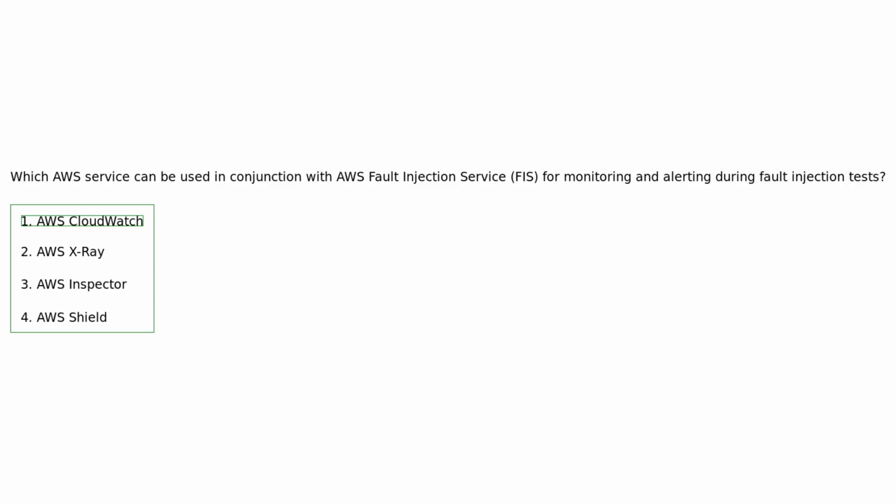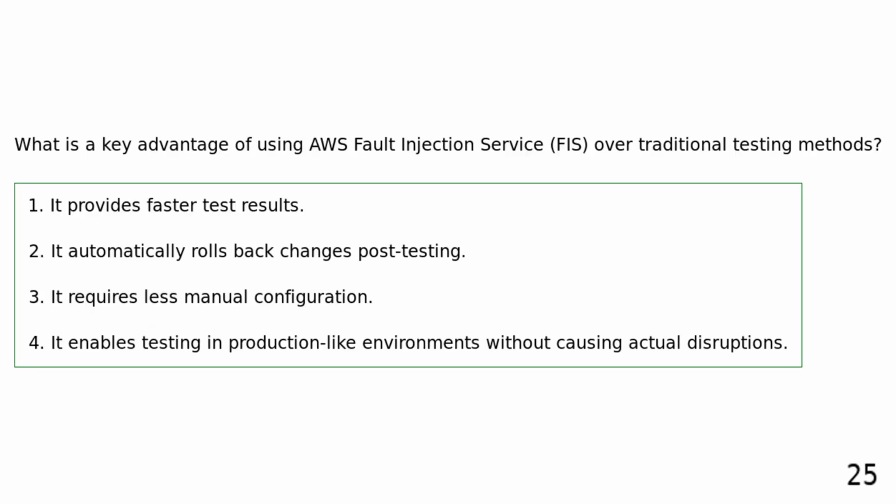AWS CloudWatch can be used alongside AWS Fault Injection Service to monitor resources and set up alerts during fault injection tests, helping track performance and resilience metrics. What is a key advantage of using AWS Fault Injection Service over traditional testing methods? It provides faster test results. It automatically rolls back changes post-testing. It requires less manual configuration. It enables testing in production-like environments without causing actual disruptions.